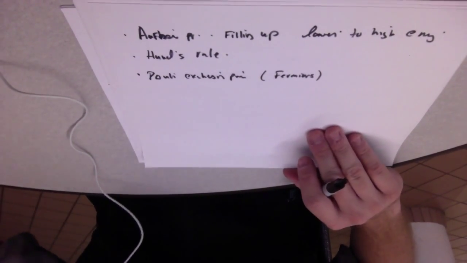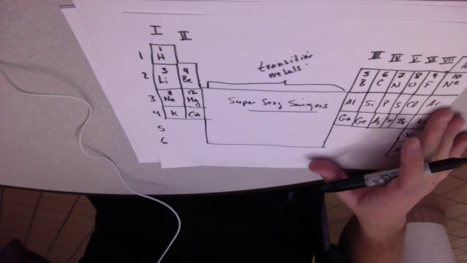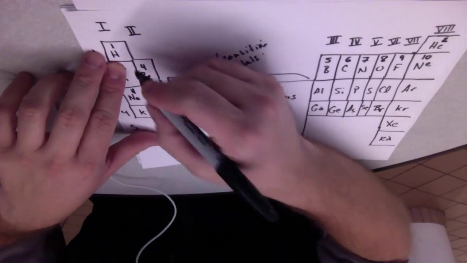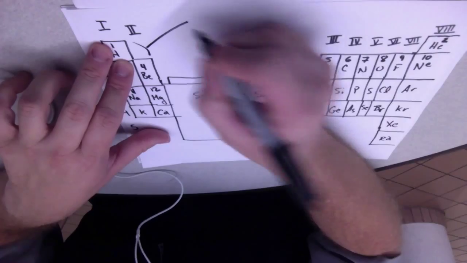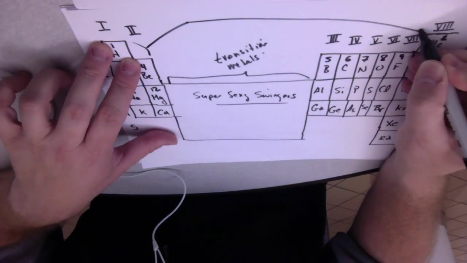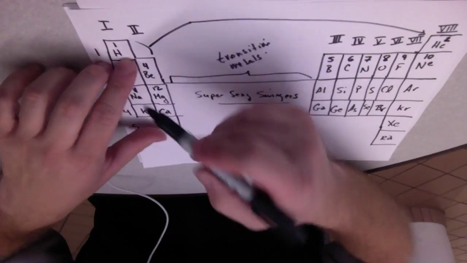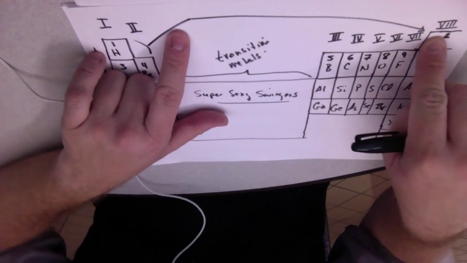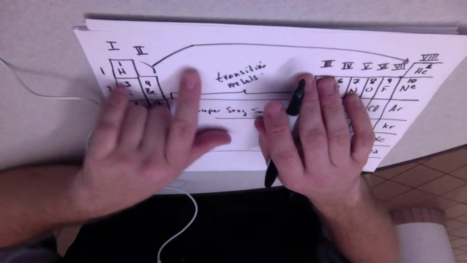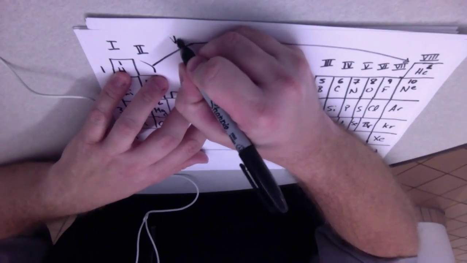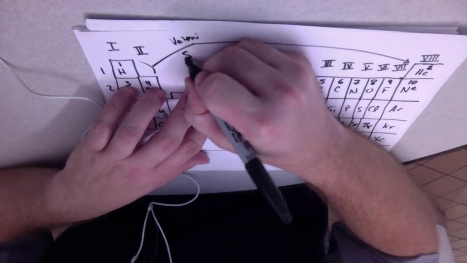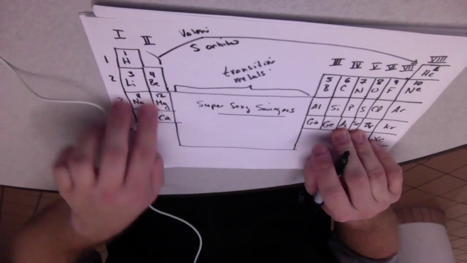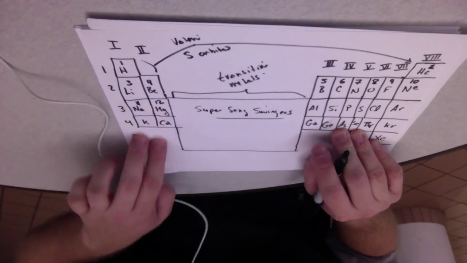When we talk about the electron configuration of elements, all the elements on this side of the table, and then helium. Helium's the only one on this side. These elements have their valence electrons in s orbitals. So we call these the s block elements because their outer electrons are in s orbitals.